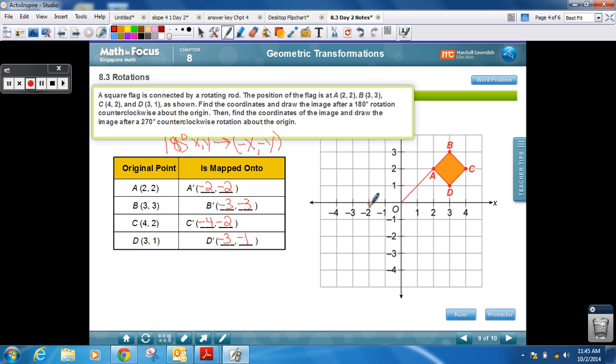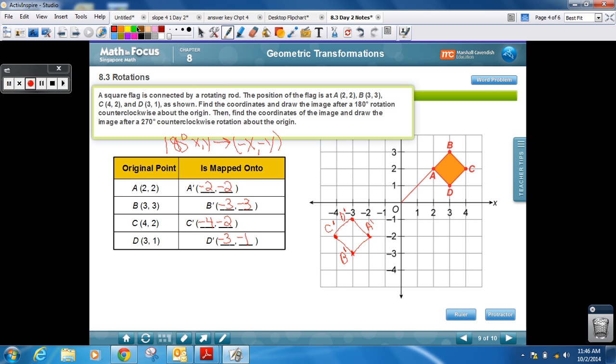So now negative 2, negative 2. And that's A prime. Negative 3, negative 3 is B prime. C prime is negative 4, negative 2, and negative 3, negative 1 is D prime. So that square would be rotated to this position after 180 degrees. So if you took your paper and turned it 180 degrees, that's where it would be located.